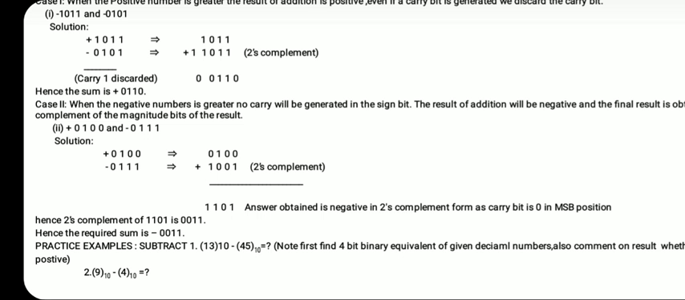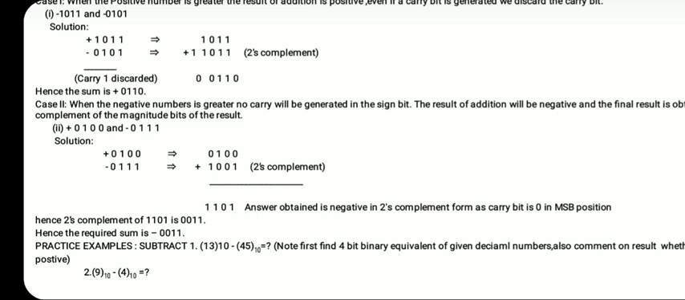How to bring it into true form? We should again take the 2's complement. Not getting the carry already indicates it is a negative number, but the answer is also not in true form, that is, it is in 2's complement form. Again we have to take the 2's complement of the given number. So first find the 2's complement of 7, that is 0111. For the 2's complement, first we find the 1's complement. What will it be? 1000. Add 1 to the LSB. What will be the 2's complement of 7? 1001. Add it to the first number, that is 0100, that is 4.